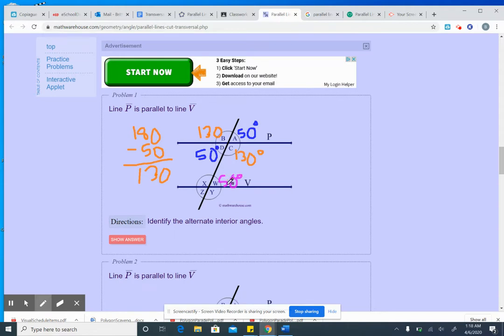Okay, let's use another vocabulary word to figure out another one of these angles. We could use corresponding angles. Use another color. Let's look at B. B is a corresponding angle to angle X. They're in the same location, just different intersections. So X is also 130 degrees.